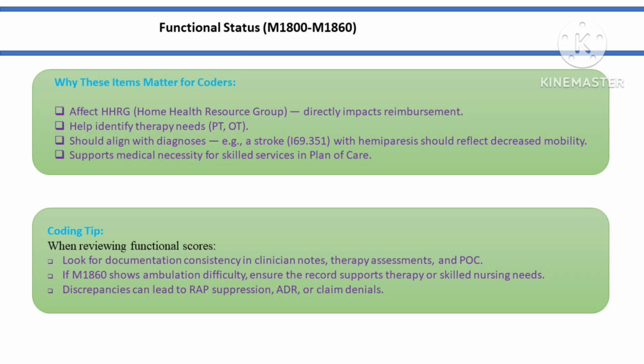Coding tip: when reviewing functional scores, look for documentation consistency in clinician notes, therapy assessments, and POC. If M1860 shows ambulation difficulty, ensure the record supports therapy or skilled nursing needs. Discrepancies can lead to RAP suppression, ADR, or claim denials.